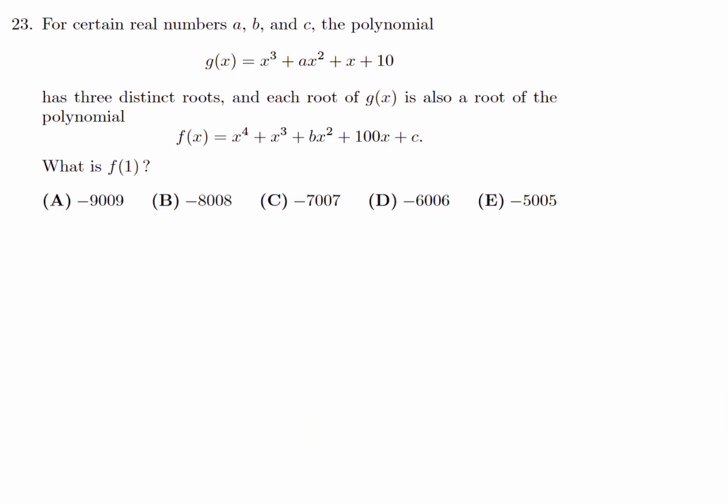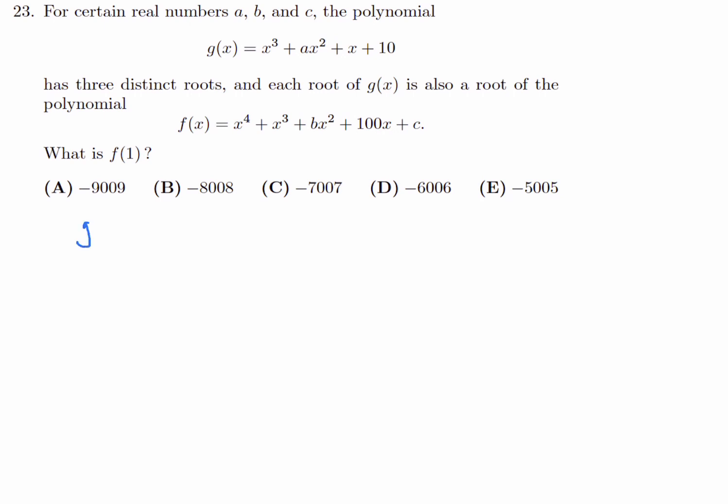For certain real numbers a, b, and c, the polynomial g at x is equal to x to the power of 3 plus ax squared plus x plus 10 has 3 distinct roots, and each root of g at x is also a root of the polynomial f at x is equal to x to the power of 4 plus x to the power of 3 plus bx squared plus 100x plus c. What is f at 1?